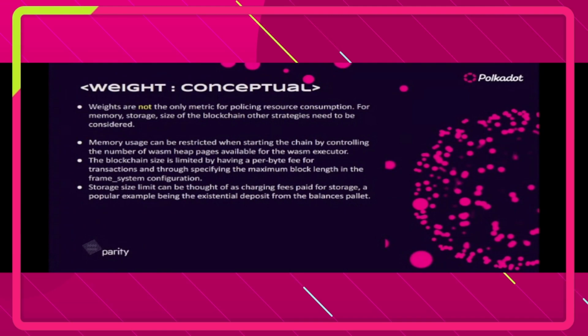So that can help you limit the size the blockchain is growing at, and we can also specify something called a maximum block length in the frame system configuration. You can see that this has nothing to do with weights. These are other constraints. As per our definition, weights are a metric to measure our execution time, and here we are looking at other areas.